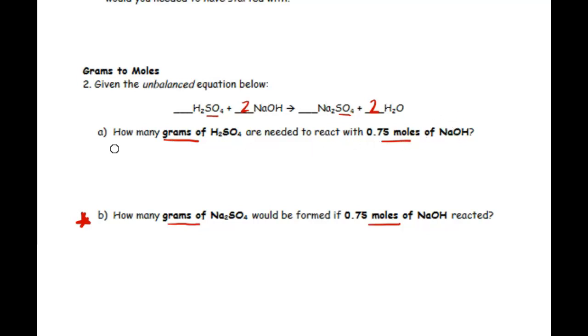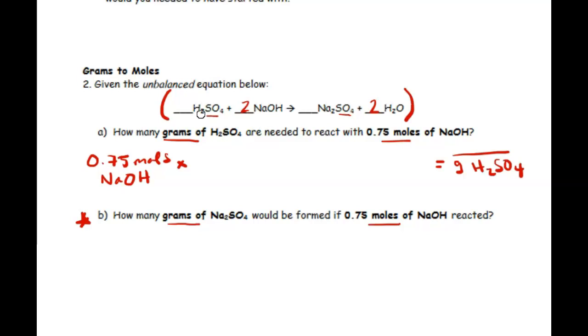So how many grams of H2SO4 are needed to react with this many moles of NaOH? Again, this is what we're starting with, so we're going to write that down first: 0.75 moles of NaOH. And then our answer is going to be in grams of H2SO4. Grams H2SO4. Okay, so we're in moles, we want grams. First, we're going to convert into moles of H2SO4, because we already have the moles. So remember, this is calculating in moles.